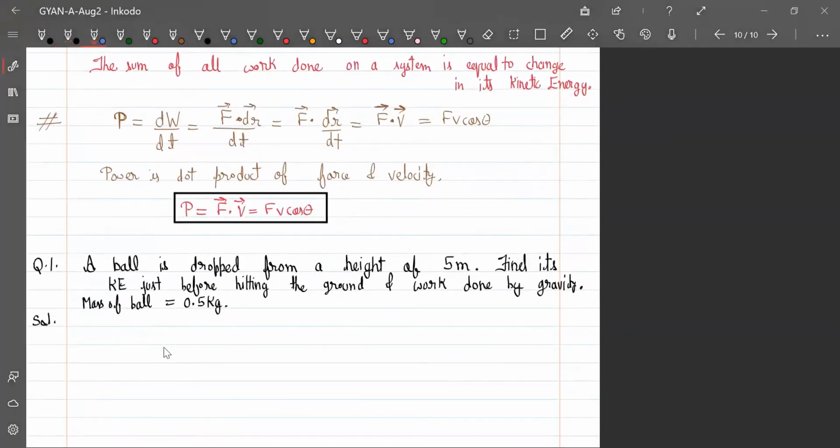So in this question, we'll be talking about the two states of the system. So in the first state, the ball is 5 meters above the ground. Solving this question is very easy, but we have to be methodical.